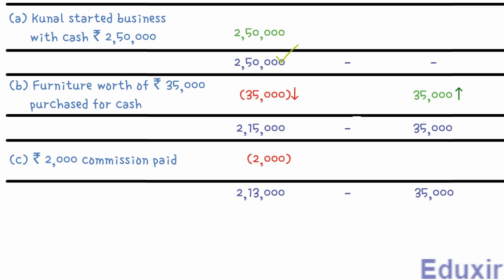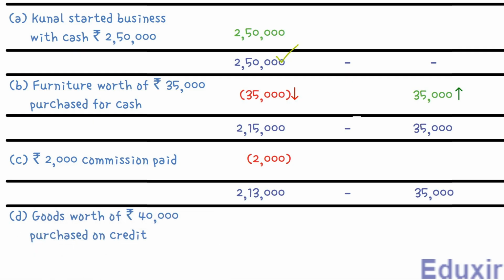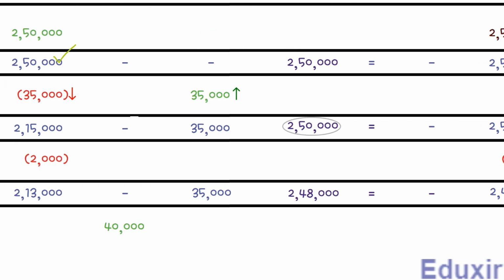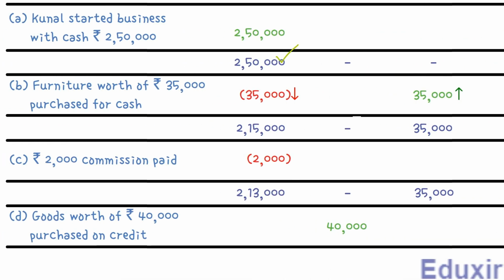Let's first write the transaction description as goods worth of 40,000 rupees purchased on credit. So the stock of goods available with the business will increase by 40,000 rupees. At the same time, as these goods are purchased on credit, the liabilities of the business will increase by 40,000 rupees. So at the end of this transaction, the cash available with the business will still be 2,13,000 rupees. The business now has a stock of goods worth of 40,000 rupees.